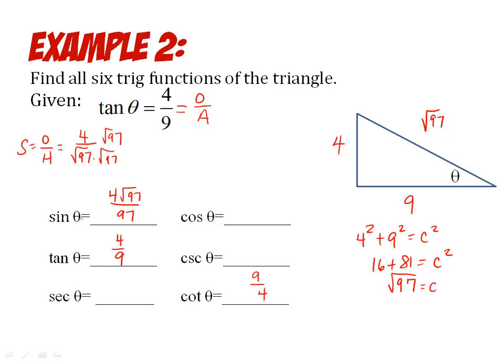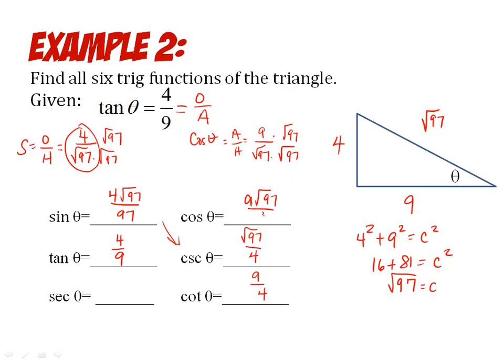Now what's the reciprocal of sine? Cosecant. So I'm going to go back to before I rationalize it right here and flip it. Square root of 97 over 4. Cosine of theta is adjacent over hypotenuse. My adjacent side is 9 over square root of 97. Rationalize it. I get 9 square roots of 97 over 97. I can't reduce. I'm okay. Cosine and secant are reciprocals of one another. So I'm going to go back to before I rationalized it and flip it right there. Now I don't have to re-rationalize. Okay, so now I have my 6 trig functions.